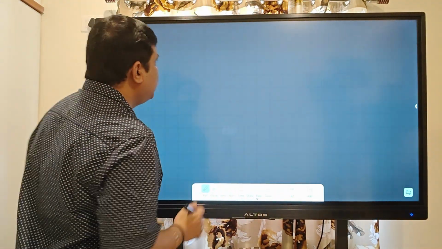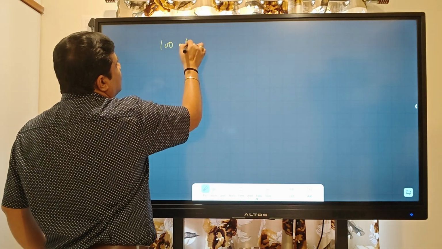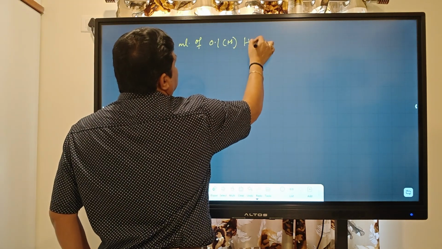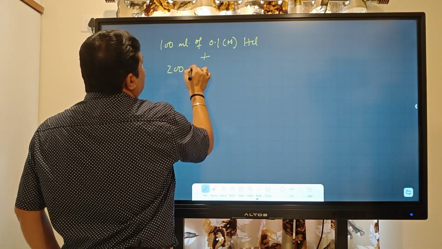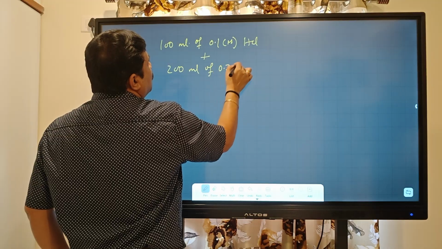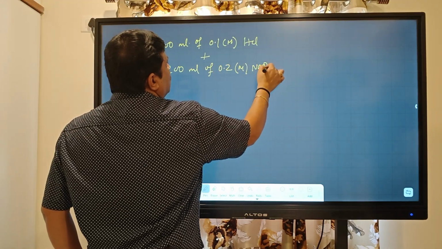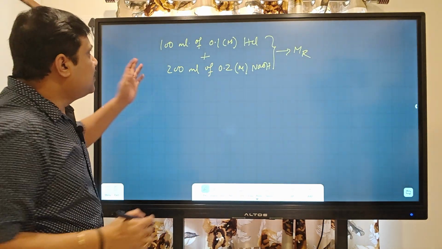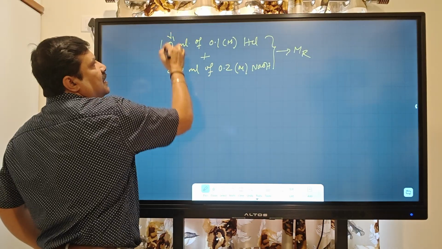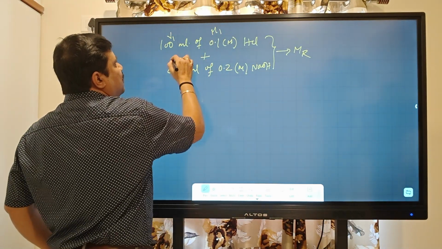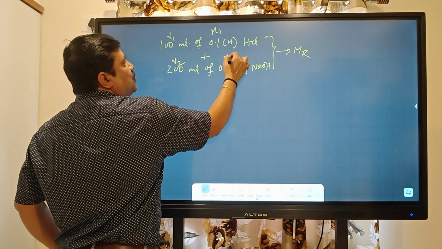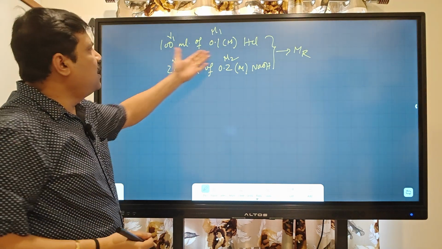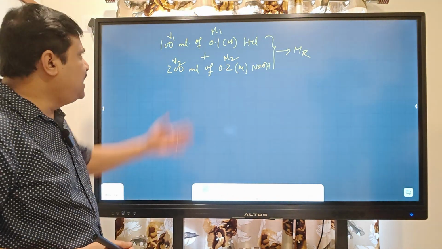Suppose I am taking 100 ml of 0.1 molar HCl solution mixed with 200 ml of 0.2 molar NaOH. Now they are asking for the resultant molarity of the solution. Suppose this is my V1 and this is my M1, this is my V2, this is my M2. You can do it by your choice. The first one you can also take as V2, M2, or V1, M1. It's your choice, my dear. I did it like this.